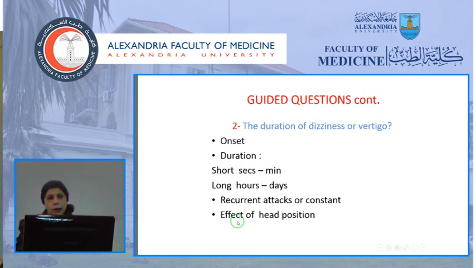The second guided question is, what is the duration of this experienced dizziness or vertigo? And what about its onset and duration? Is it short, meaning seconds to minutes, or long, hours or days? Is it recurrent attacks, or is it constant, like a chronic condition? And what is the effect of head position? And this is very important.